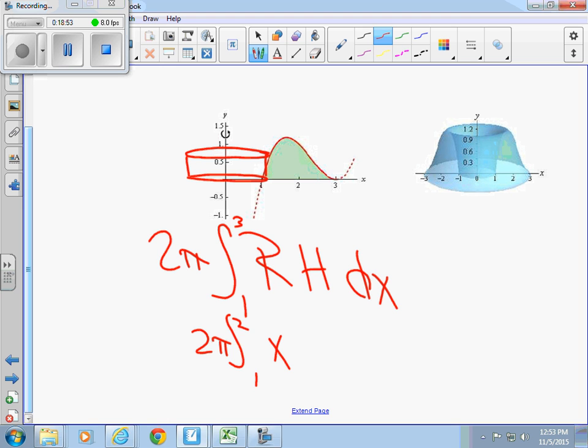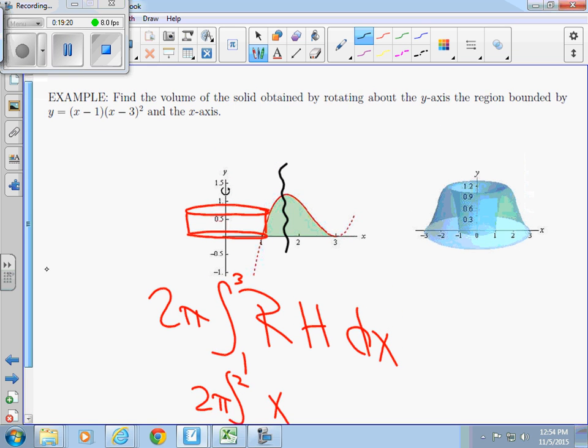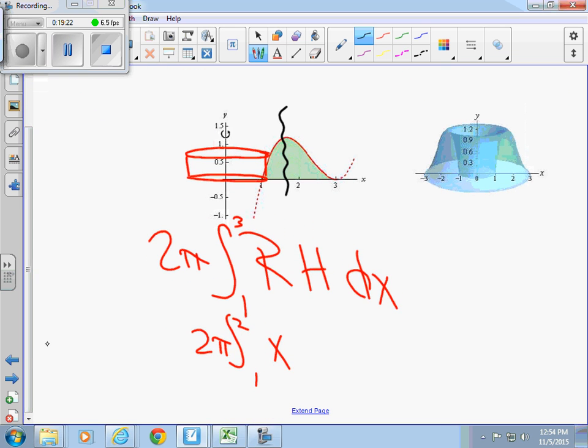The height, what is the height of all these cylinders? The height of the curve. Now you notice it goes up and down. If you were to have to do this with washers, you would have to split this into 2 pieces. You couldn't solve it, but it would be pretty nasty, right? So we get to just use the height, which is x minus 1 times x minus 3 squared.